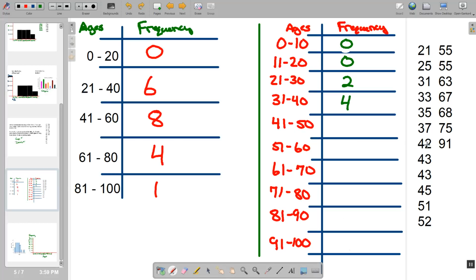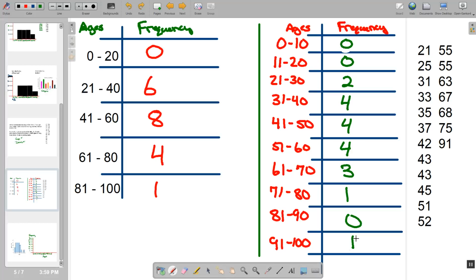41 through 50 is 1, 2, 3, 4. 51 through 60 is also 4. 61 through 70 is 3. 71 through 80 is 1. Nobody here, and 1 here.